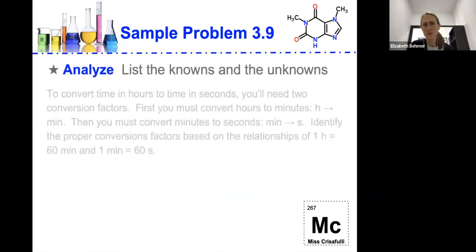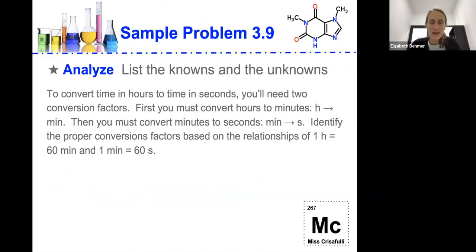Let's list the knowns and unknowns. To convert time in hours to time in seconds, you'll need 2 conversion factors, because first you must convert hours to minutes, and then you must convert minutes to seconds. So we need 2 conversion factors.